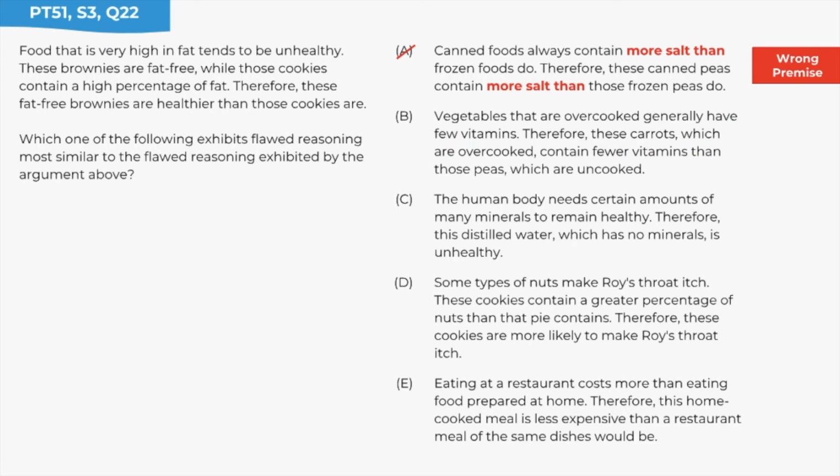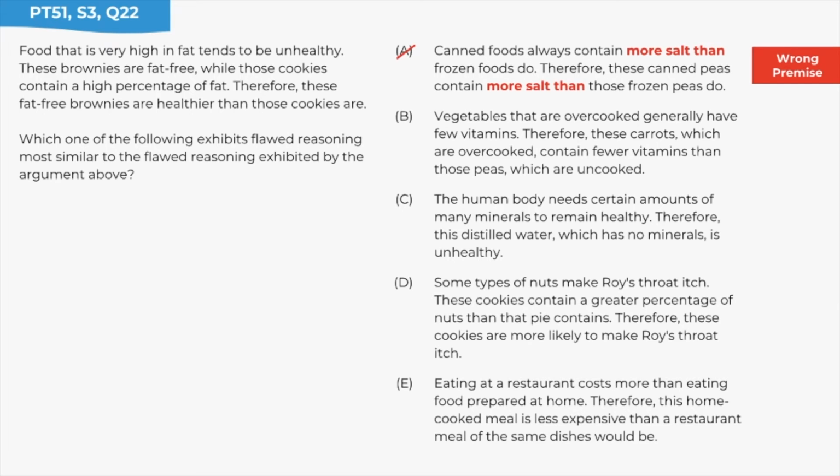Answer choice B says that vegetables that are overcooked generally have few vitamins. Therefore, these carrots, which are overcooked, contain fewer vitamins than those peas, which are uncooked. Okay, so vegetables that are overcooked generally have few vitamins. That's very much like the food that is very high in fat tends to be unhealthy. And they tell us that these carrots are overcooked, while these peas are uncooked. That's very much like the premises in the stimulus, where these brownies are fat-free while those cookies contain a high percentage of fat.